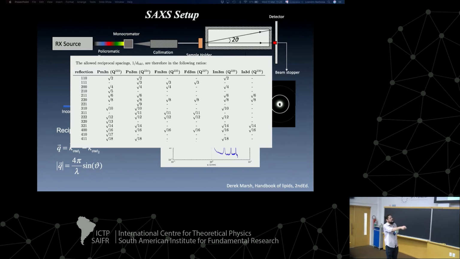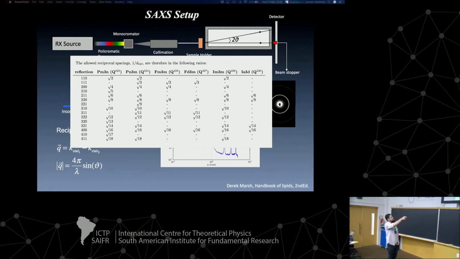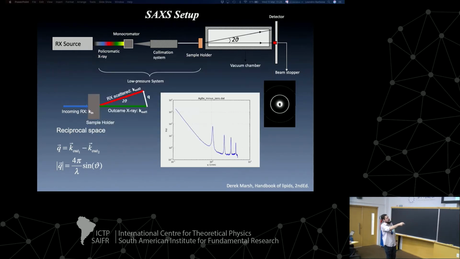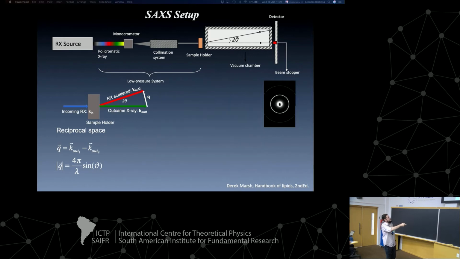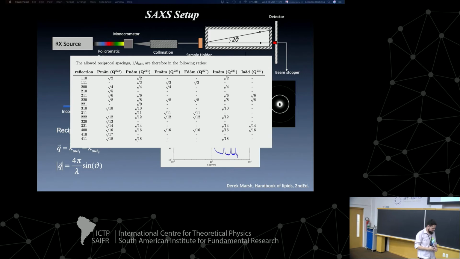Then you must check, okay, I have this ratio between the second and the first peak, the third and the second, the fourth and the third, and so on and so forth. And then, looking at this table, you can see, oh, my ratios here are similar to those here. So I may infer that I have this crystallographic structure representing my system. This is what we call the peak indexing process.